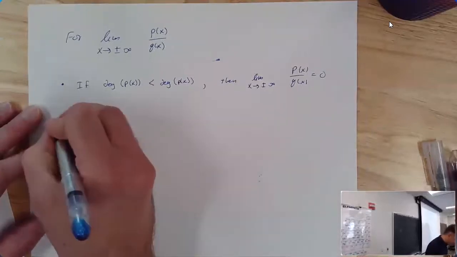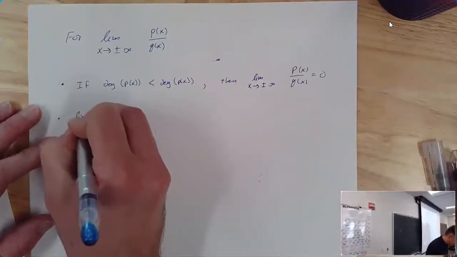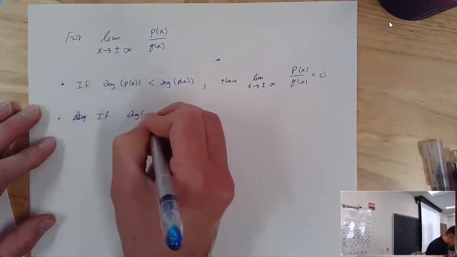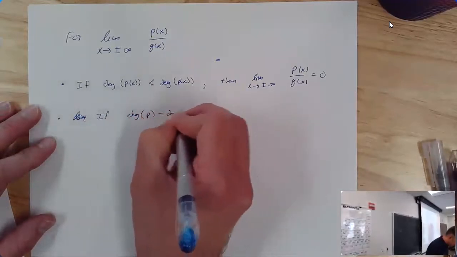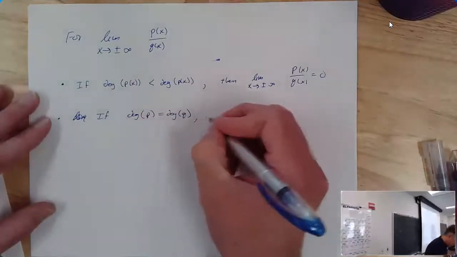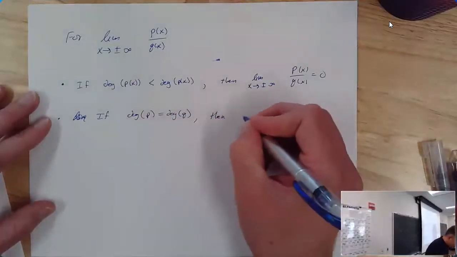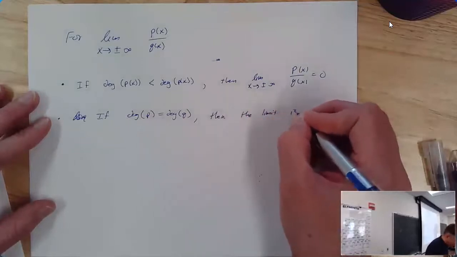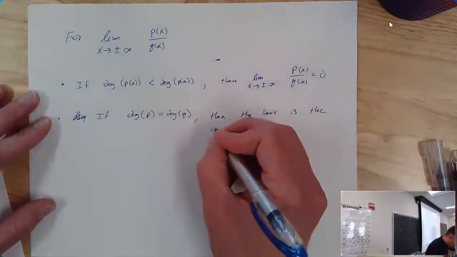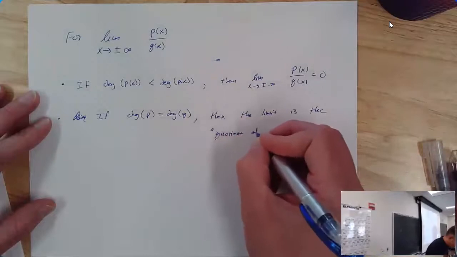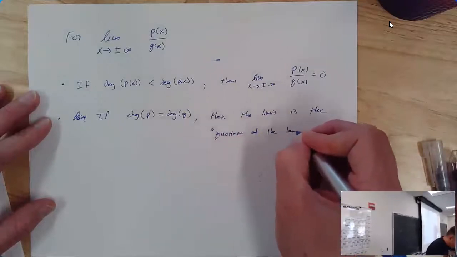On the other hand, if the degrees are the same, meaning the highest power at the top is the same as the highest power at the bottom, then the limit, I'm just going to write words here, the limit is the quotient of the leading coefficients. Quotient meaning fraction of the leading coefficients.